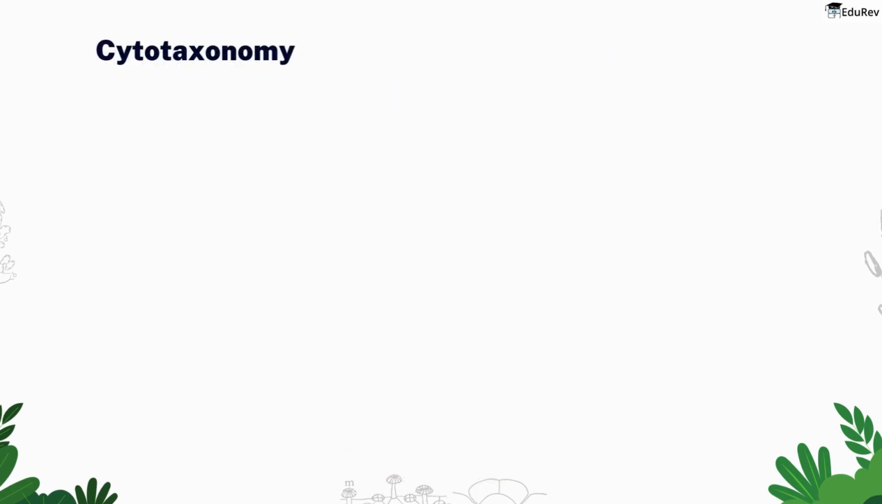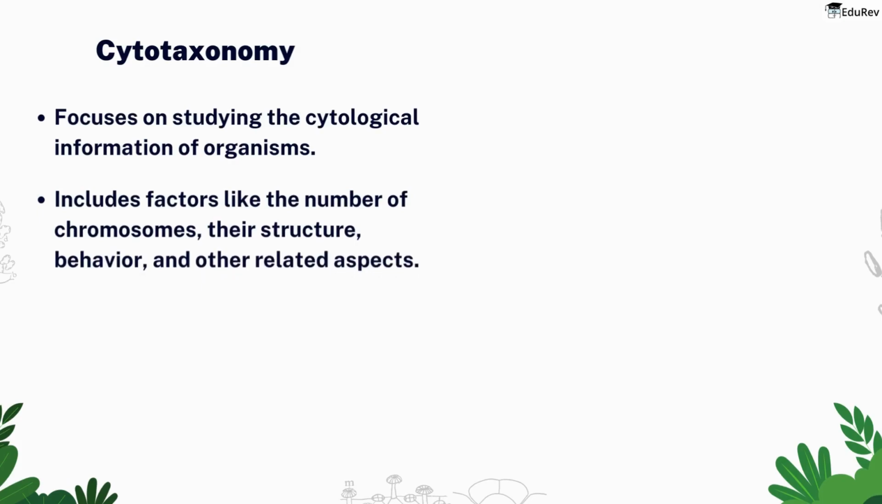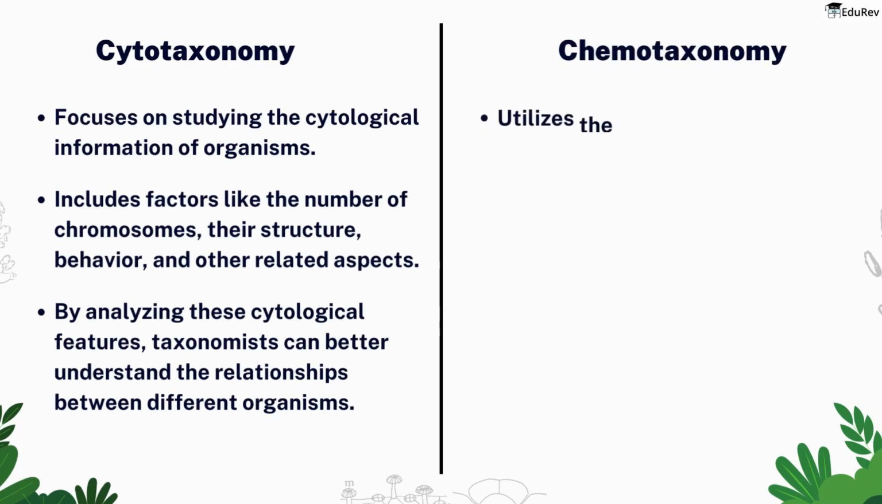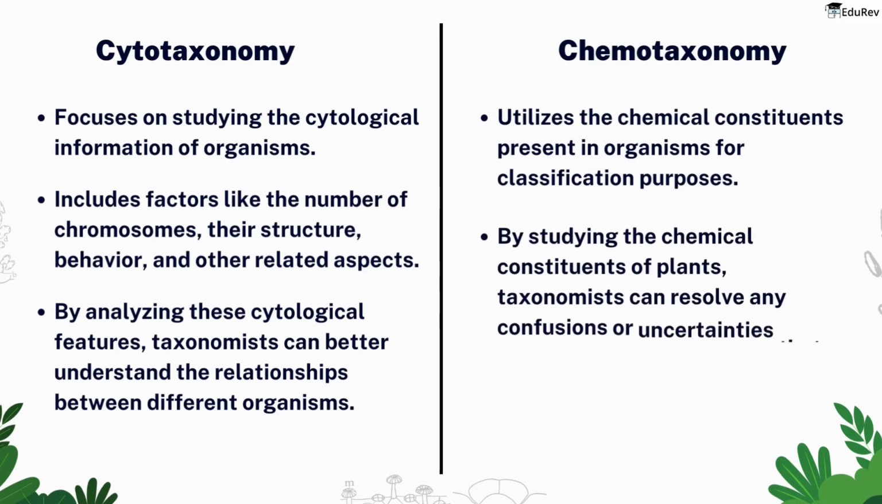One is cytotaxonomy, which focuses on studying the cytological information of organisms. This includes factors like the number of chromosomes, their structure, behavior, and other related aspects. By analyzing these cytological features, taxonomists can better understand the relationships between different organisms. The other method is chemotaxonomy, which utilizes the chemical constituents present in organisms for classification purposes. By studying the chemical constituents of plants, taxonomists can resolve any confusions or uncertainties that may arise during classification.